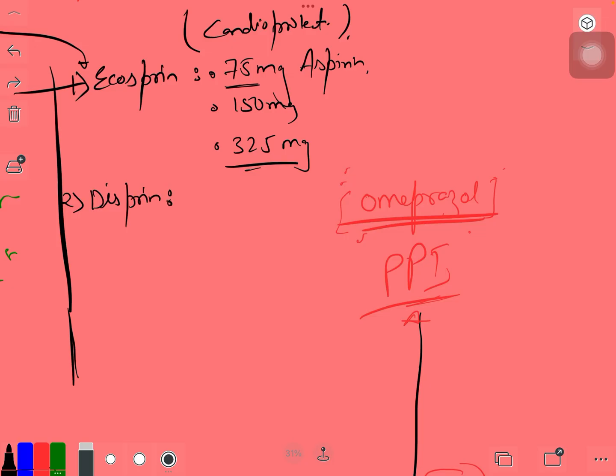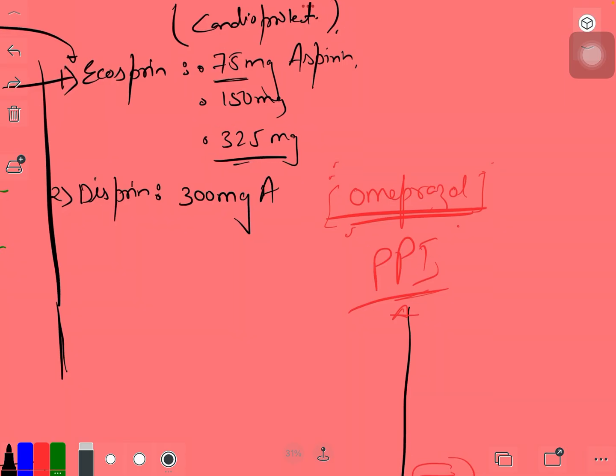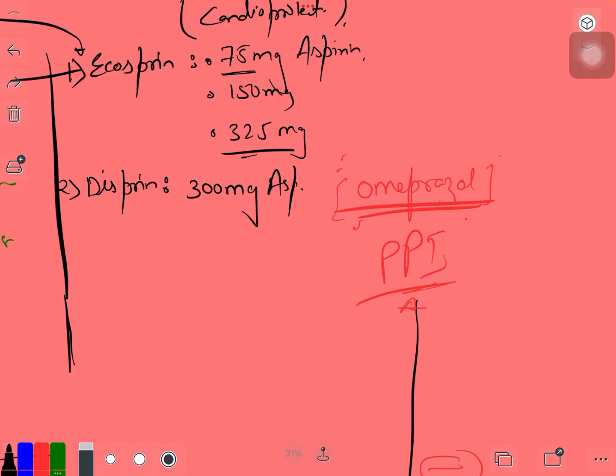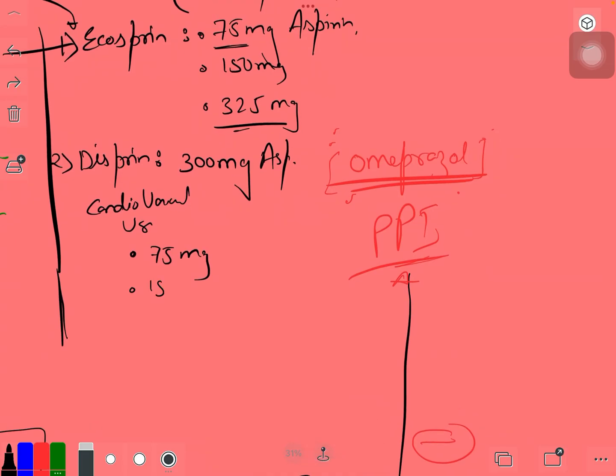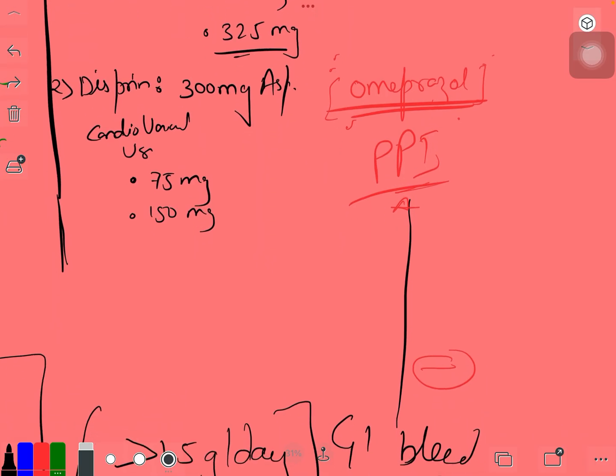Disprin is also aspirin. It contains roughly like the regular one. The Disprin that we use is about 300 milligrams of aspirin. Also, Disprin comes for cardiovascular use. You can use Disprin for cardiovascular use at around 75 milligram. It is also available in 150 milligram. So these types of Disprins are also available in the market.